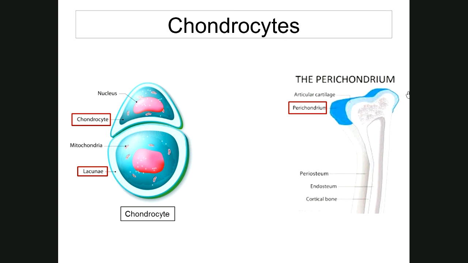It's collagen and it covers the cartilage. It's called the perichondrium, which means around the cartilage. So let's look at cartilages. There are three cartilages we can look at. They all have something in common. The common thing is they all have chondrocytes.